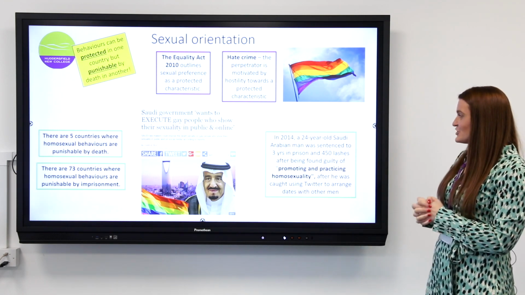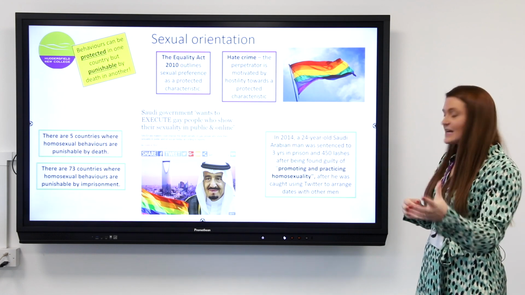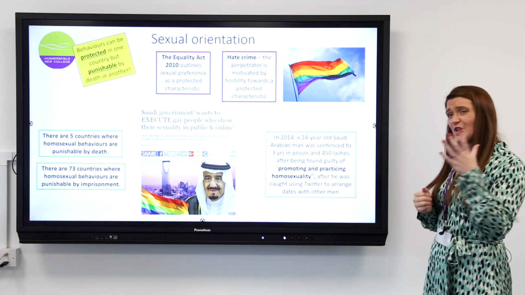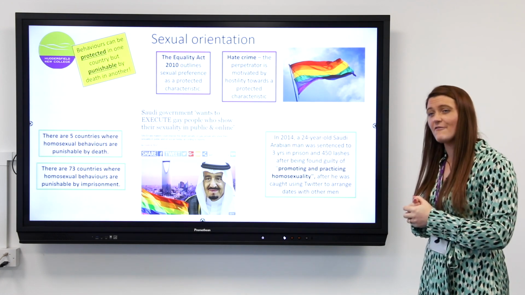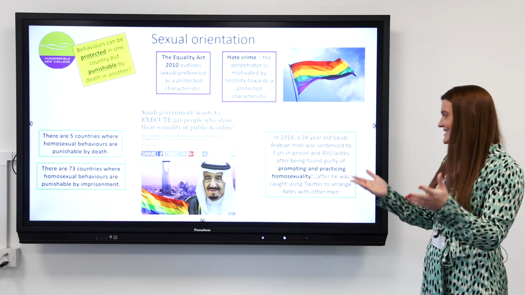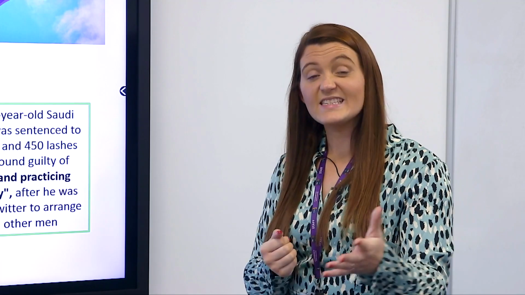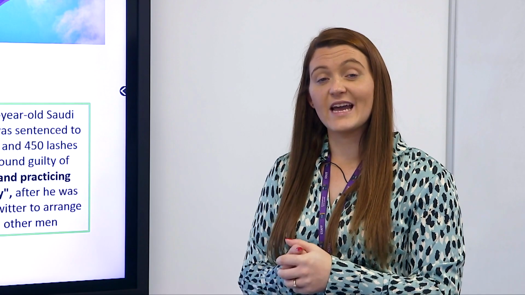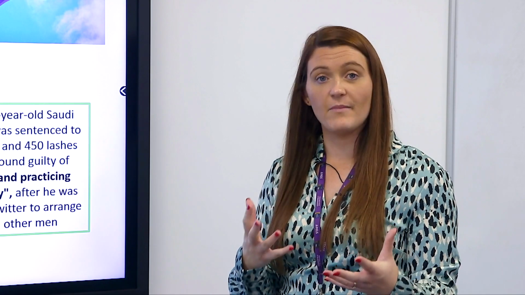Just an example here to show you, in 2014, you've got a Saudi Arabian man who's sentenced to 3 years in prison and 450 lashes for promoting and practising homosexuality. Essentially, he used his social media account on Twitter to try and arrange dates with other men.